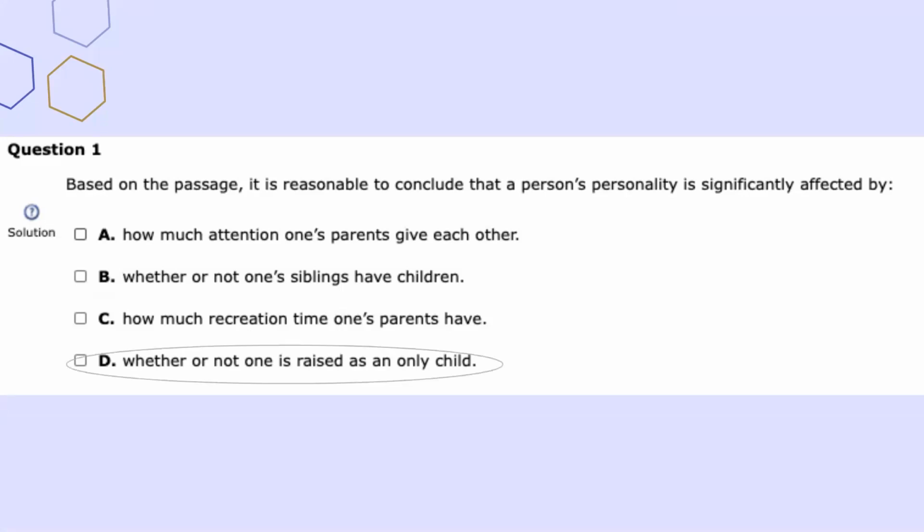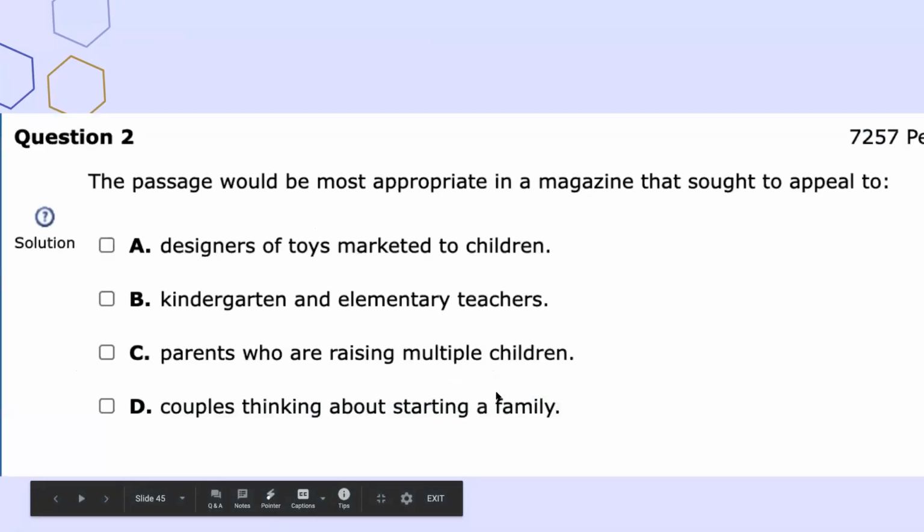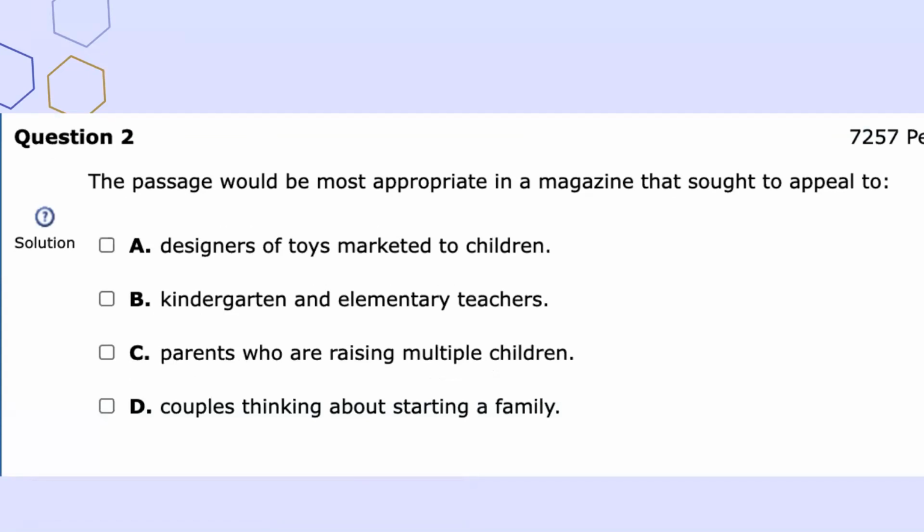Okay, number one, D. This was mostly about whether or not a person's personality is significantly affected by whether or not you're raised as an only child, because the passage really discussed how many types of children there are, and whether you're a middle child or older, stuff like that. Number two, please stop me if you have questions though.